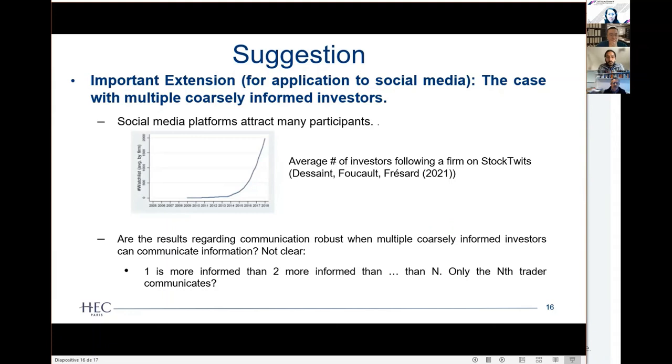In this graphic, I show the average number of people talking about a specific stock on StockTwits. And as you can see, on average, you have about 2,000 guys. So that's a lot. So I think for the application to social media, it's important to consider the case with multiple L guys.